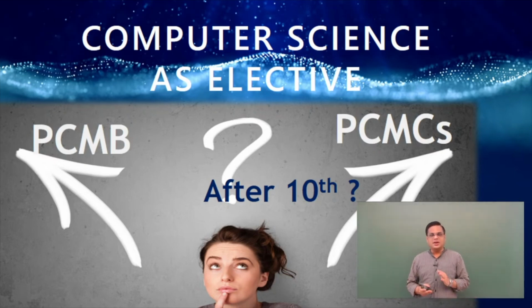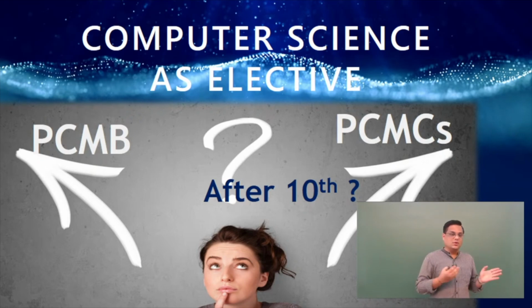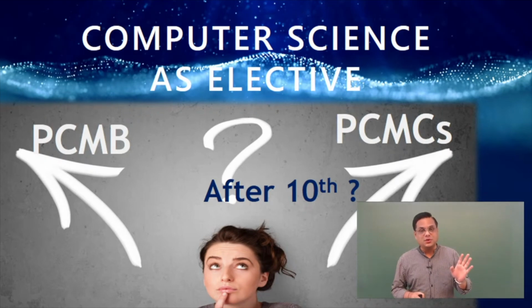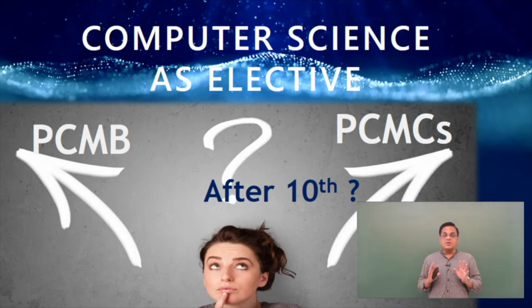Now I am going to give you information that will help you decide which elective, and when you should choose computer science. You can see on the slide a person who is confused whether to go for PCMB or PCMCS. Sir, are there only two ways? No, there is also an option called PCME, Electronics, and PCM Statistics. But these two are very elite options, and so many PUC students decide between either PCMB or PCMCS.